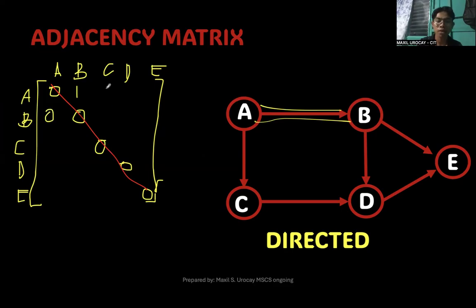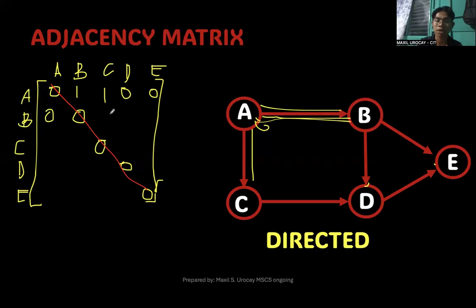And for A to C right now, is there any outgoing? Yes, there is, and that is 1. How about for A to D? There is no path from A to D, so that is 0. How about for A to E? There is no path, that is 0. Let's proceed with B. For B to A, there is an arrow, but it's not pointing to A. It is specific to A to B, so that is 0.